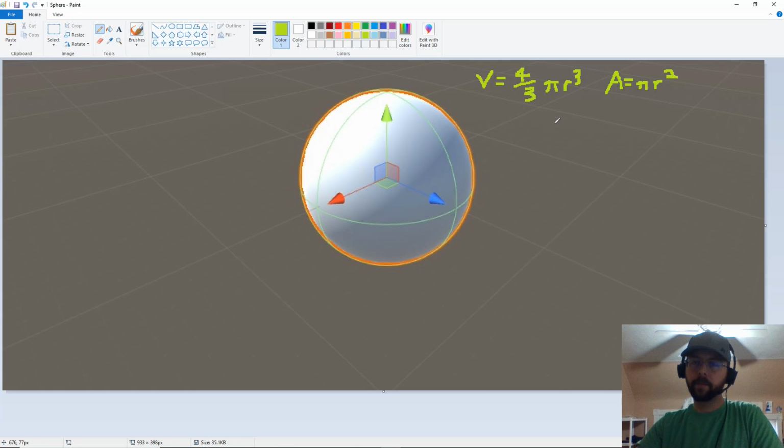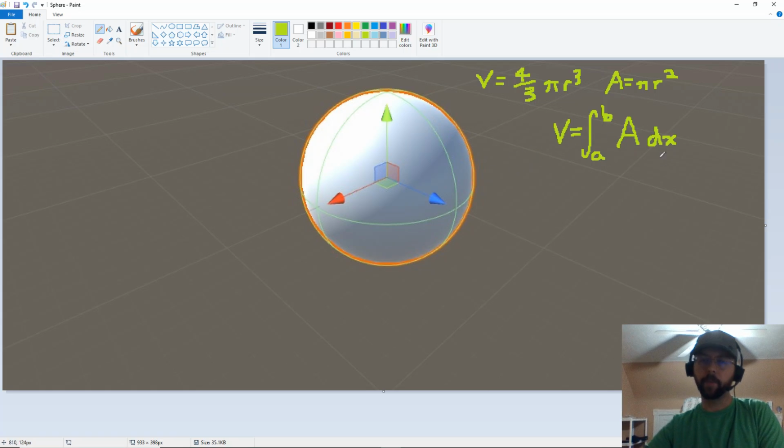Basically it says volume equals the integral from a to b of whatever the area of your slice is, which I'll explain in a minute, dx. This can be set up in many different ways actually, but for our purposes this is the shell that we're going to use.